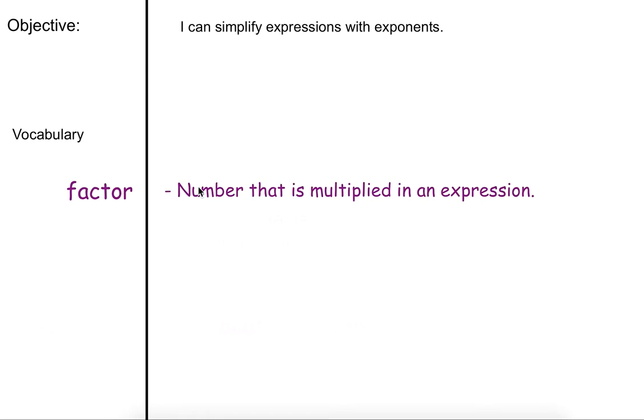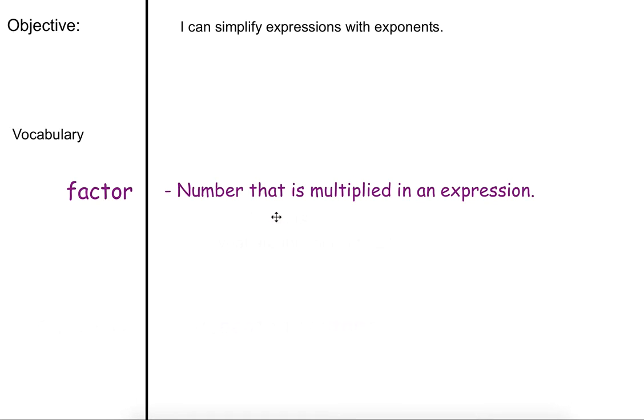We will always start with some sort of objective or I can statement. Today, I can simplify expressions with exponents. Then we're always going to have some sort of vocabulary. You don't have to write the word vocabulary, but here's your first word. I want you to write the word factor. A factor is a number that is multiplied in an expression.